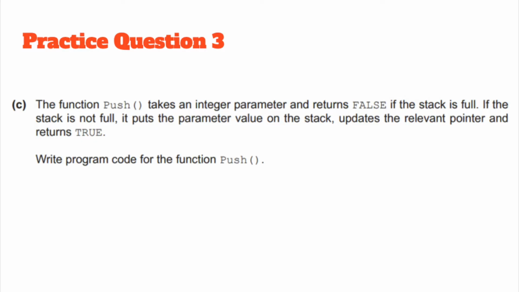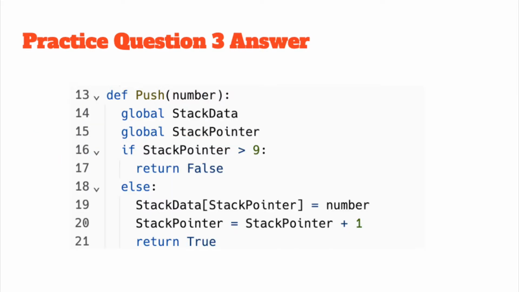So again, this should be pretty straightforward. Pause the video, have a go, and then continue. You should have something like this. You've defined push, and in the brackets you've got the parameter number, global stack data, global stack pointer as well, because we're referring to the array and the pointer from the start.